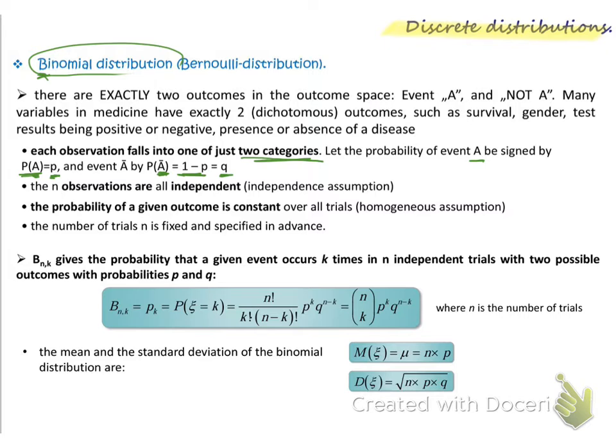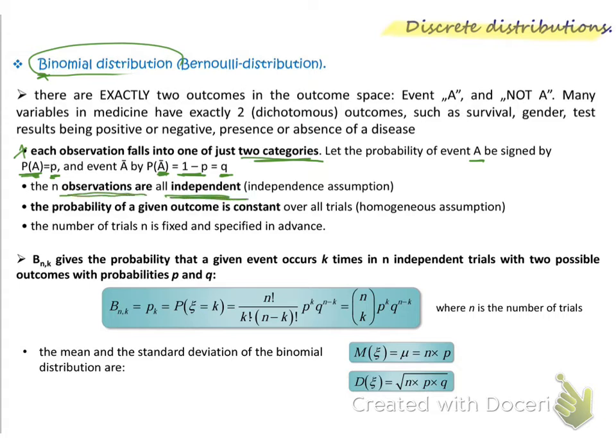So all the probabilities of happening and not happening, the sum of them should equal 1. That is the first property. So with two categories, the sum of the probabilities equals 1. If the probability of the thing happening is A, the probability of not happening will be 1 minus the probability of A. So if the probability of A is P, Q will be 1 minus P. The number of observations are independent.